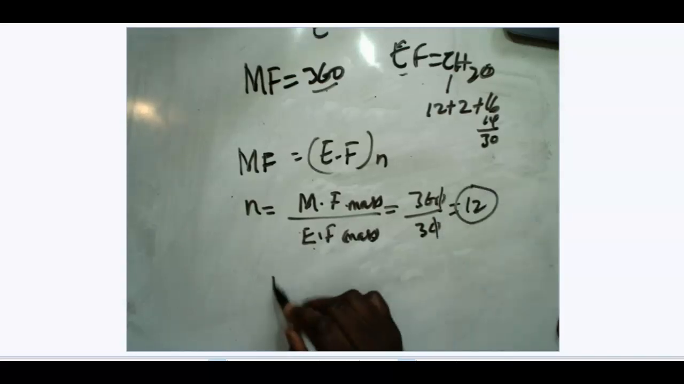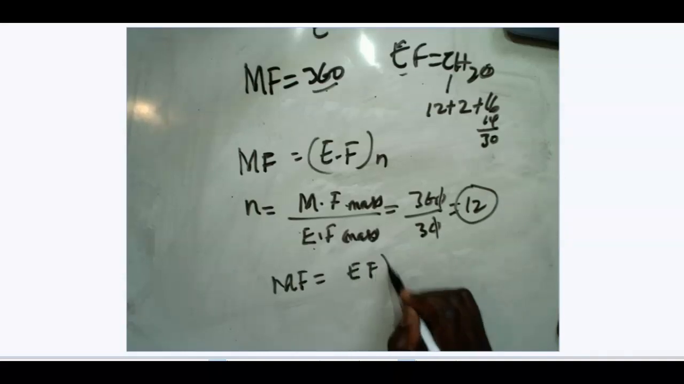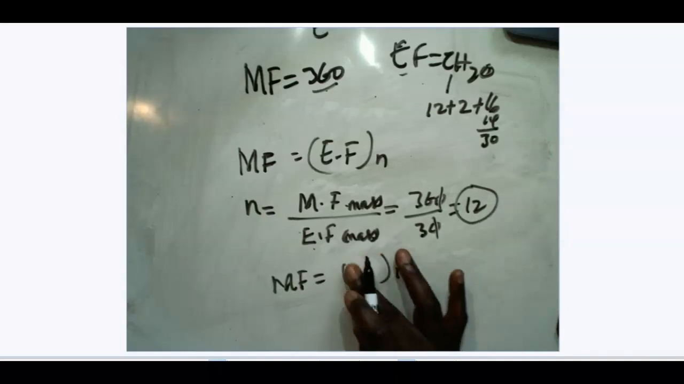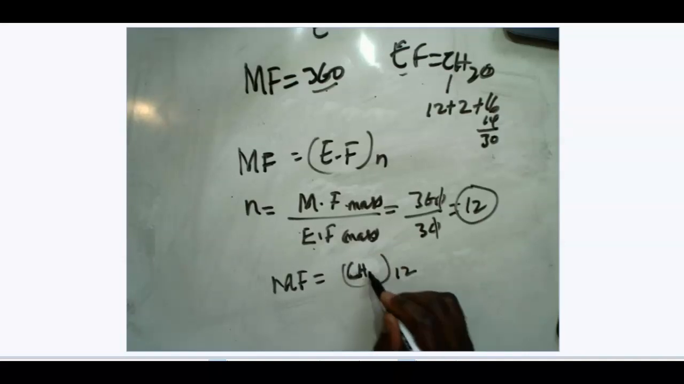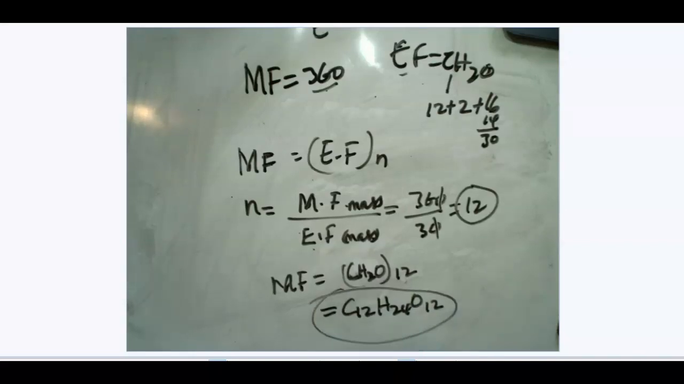So our molecular formula now is going to be empirical formula times 12, which is of course CH2O, and that will give me C12H24O12. You distribute all these 12 on it. 12 times 1 is 12, 12 times 2 is 24, 12 times 1 is 12. So this will be your molecular formula.